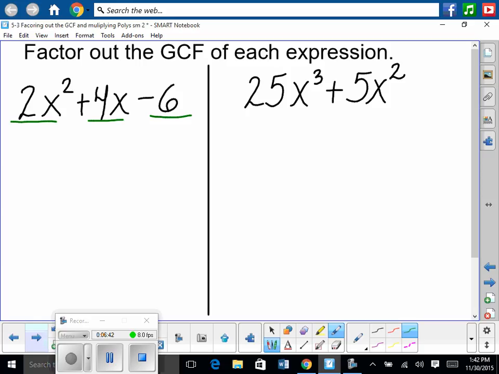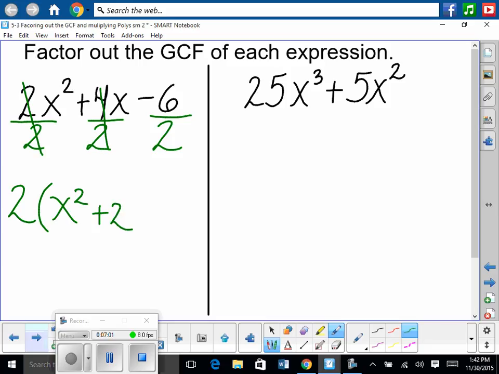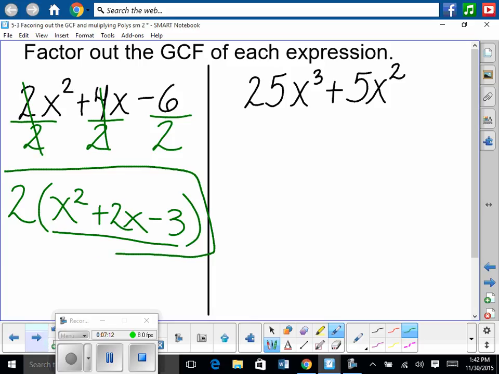Can you pull out 2? Good, let's pull out a 2. All right, let's divide each term by 2, because that's what we factored out, and see what's left. 2 over 2 is gone. X squared's left. Positive 4 divided by 2 is positive 2, and don't forget that the x was there, right? And then negative 6 divided by 2, negative 3. And then look inside. Was there anything more we could have pulled out? Nope, so we're done.